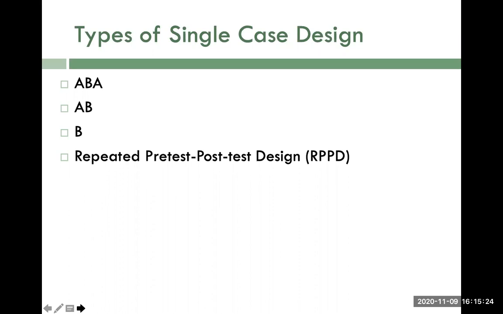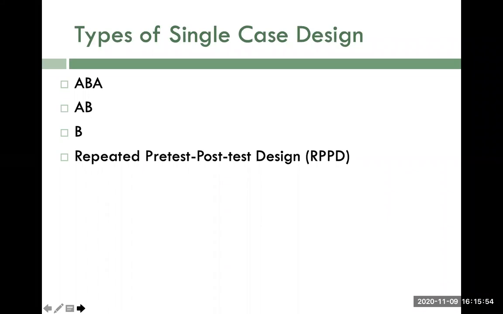And I want to remind us that a design is a way that allows us to collect the data that we need to assess the actual effectiveness. So the first design that I'm going to talk about is the ABA design. The first A signifies the baseline. The B signifies the intervention, and the second A signifies a follow up.